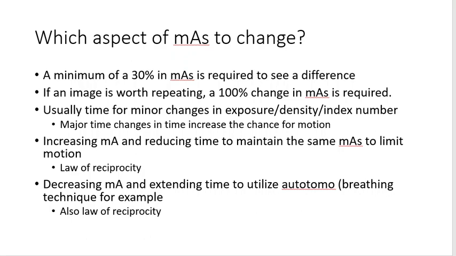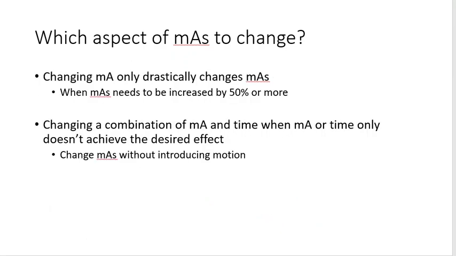Sometimes it is totally appropriate to have a low MA with long exposure time. We talked about that before, and that is autotomo. That's where we use things like breathing technique. So you can use reciprocity to come to a low MA with an extended exposure time in order to have a breathing technique. So sometimes if you need a very drastic change in mAs, then MA is your go-to, but most of the time whenever you need a change in mAs that's 50% or less, it's easier to change time.